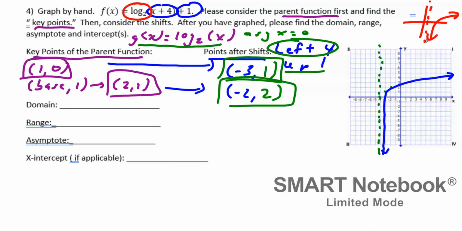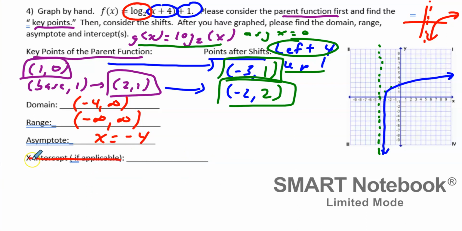Now that we have our blue graph, my domain is going to be negative 4 to infinity, because my graph exists only from negative 4 to the right. My range exists all the way down to negative infinity and all the way up to positive infinity, because it's going to keep creeping. So my range is negative infinity to positive infinity. The asymptote we said is the vertical line, x equals negative 4.